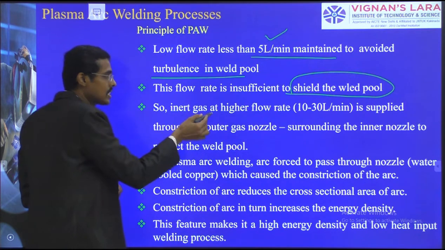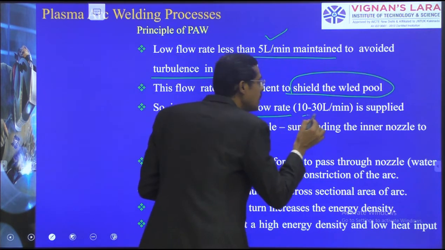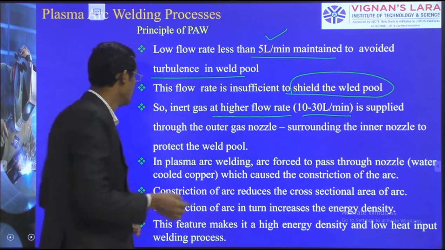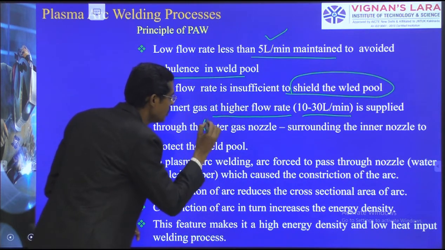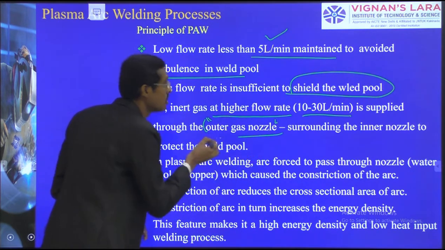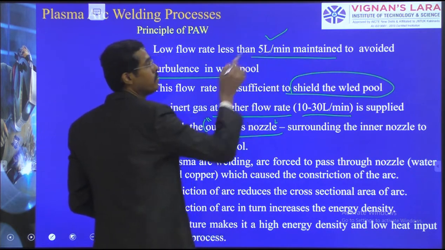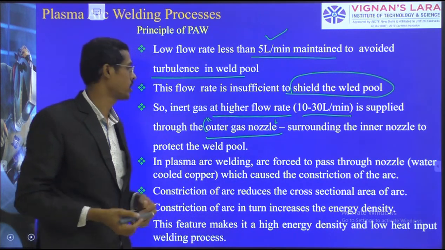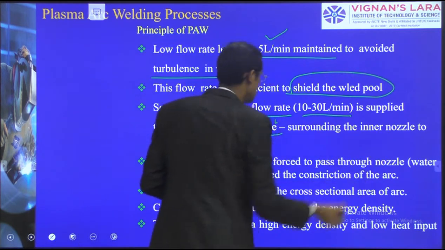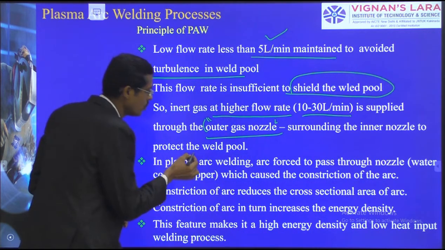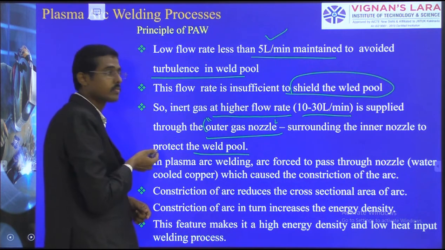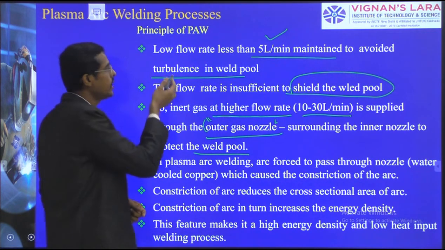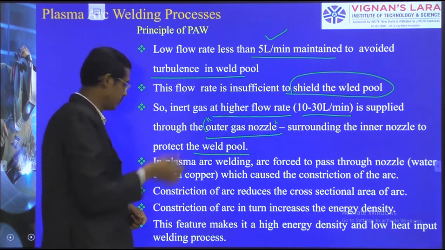Inert gas at a high flow rate of 30 liters per minute is supplied through the outer nozzle. Inner nozzle 5 liters per minute, outer nozzle 30 liters per minute, for protection from atmospheric contamination. It surrounds the inner nozzle to protect the weld pool. Here the weld pool is protected, and turbulence on the weld pool is avoided.